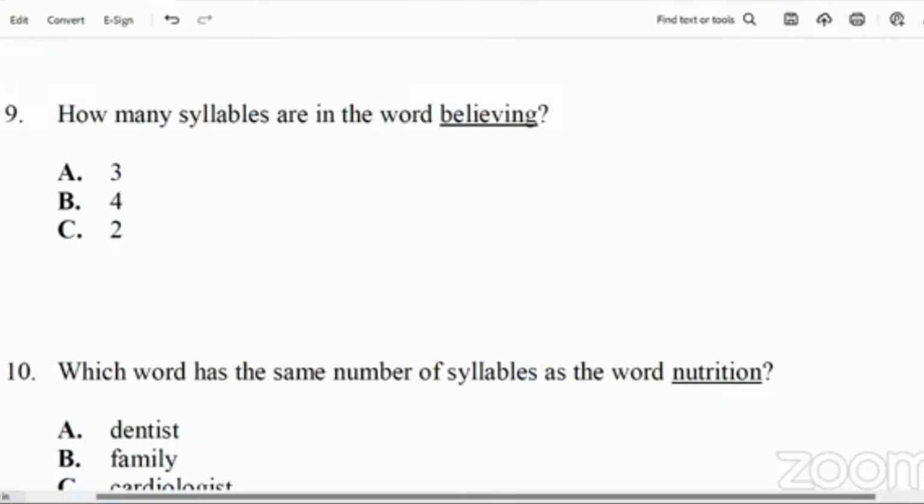Remember, guys, each syllable can only have one vowel sound. Yes, you may have two vowels together, but they should not be making their own sound. They should have one vowel sound. So, how many syllables are in the word believing? Believing. All right, so that would be 3.